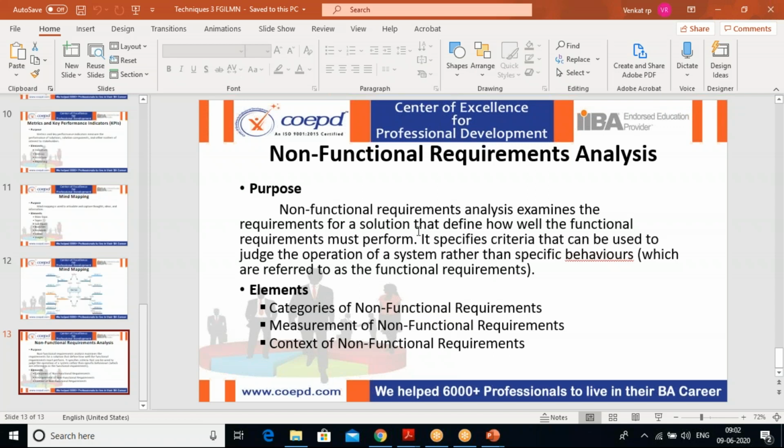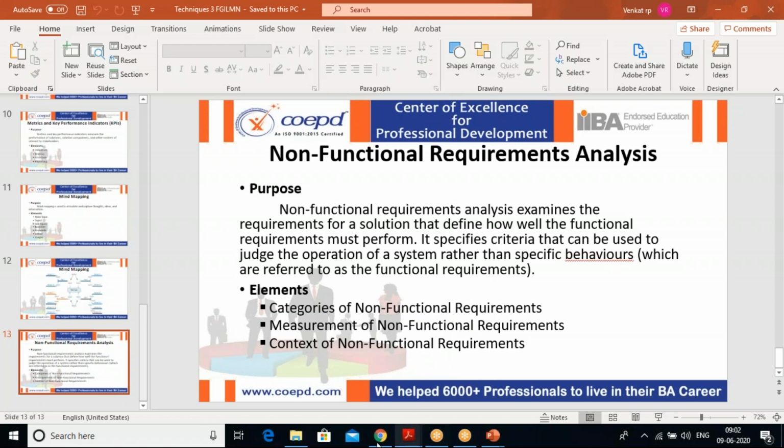Okay, so we have to understand non-functional requirements, because most of the time functionality can be achieved only when the non-functional requirements are proper. Generally, the non-functional requirements support functional requirements.